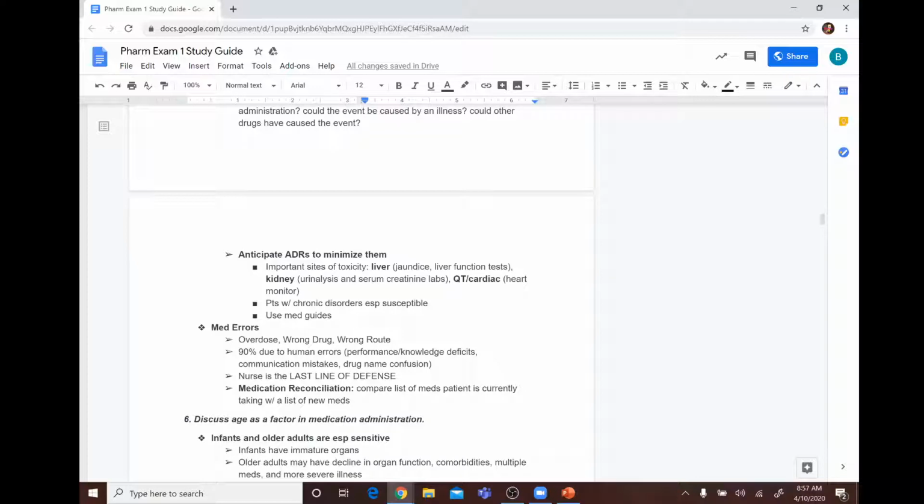What are the signs of liver toxicity? Jaundice and liver function tests. What are the assessments for kidney toxicity? Urinalysis and serum creatinine levels.